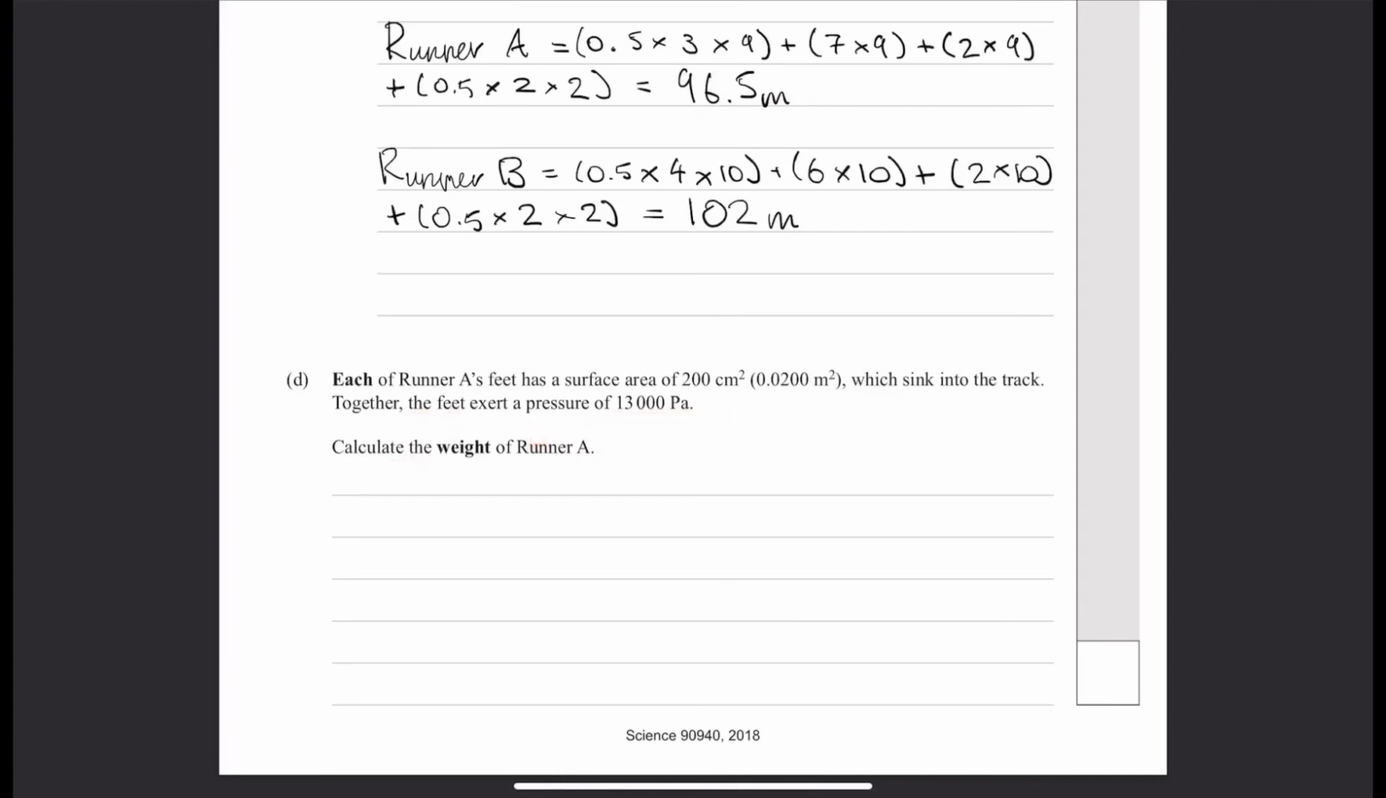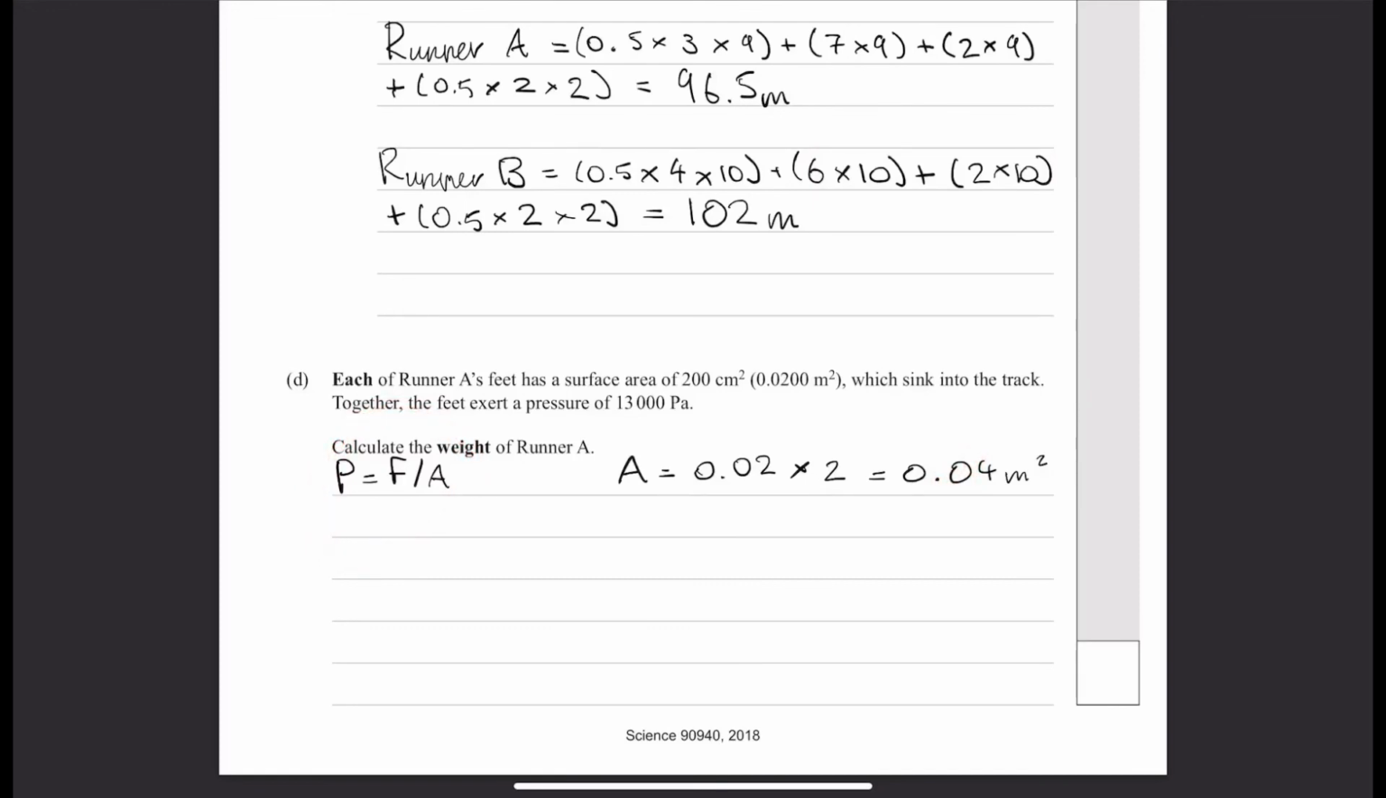Now calculate the weight for runner A. First step, when we're dealing with a pressure question, is always going to be to write down the formula. P equals F over A, where pressure equals force over area. Now, area equals 0.02, for our individual foot up here, times 2, and we get 0.04 meters squared. So we have both the pressure and the area. We can do our calculation.